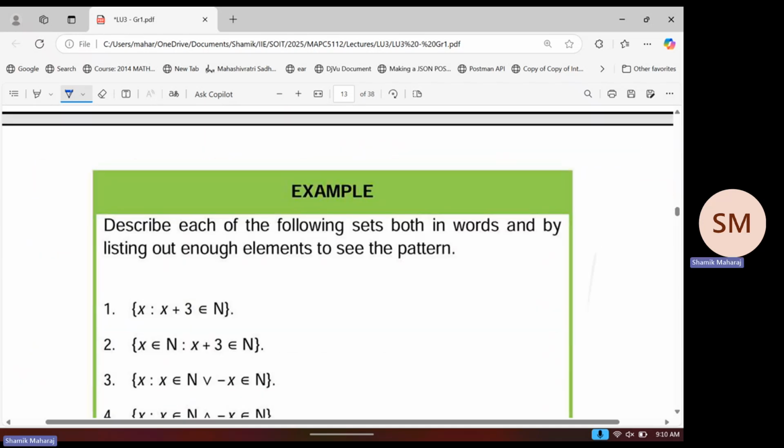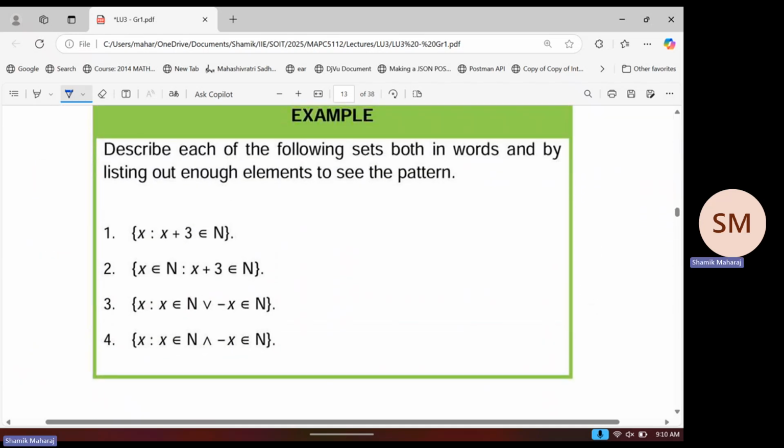Okay, now I'm going to give you guys some examples to try. Let me think whether I need to do one of these first. You guys want me to do one? Let's do one. Okay. So describe each of the following sets, both in words and by listing out enough elements to see the pattern. So the in words part, you don't have to worry about. All I want you guys to do is list out some elements so we can see a pattern. So the first one is x such that x plus 3 is an element of natural numbers.